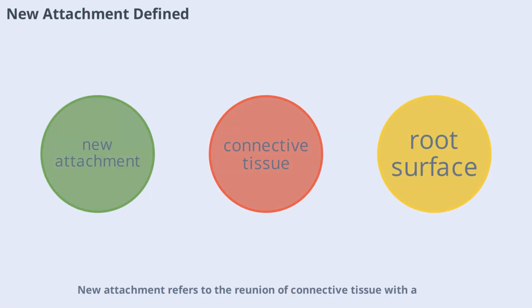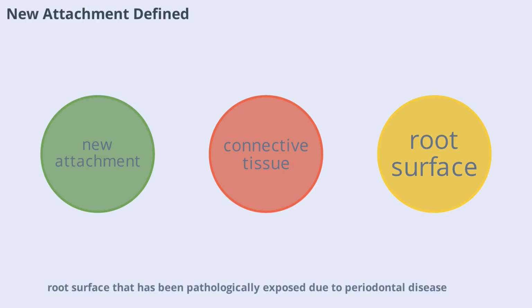New attachment refers to the reunion of connective tissue with a root surface that has been pathologically exposed due to periodontal disease. This process is essential for restoring the connection between the tooth and its supporting structures. Unlike simple repair, new attachment means that the tissues are re-establishing a functional bond with the root, which is critical for tooth stability and health. This outcome is a key goal in advanced periodontal therapies.